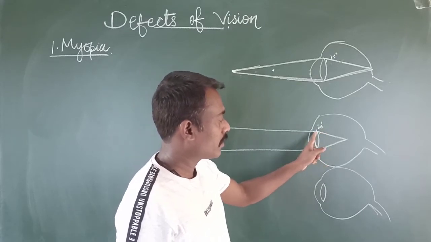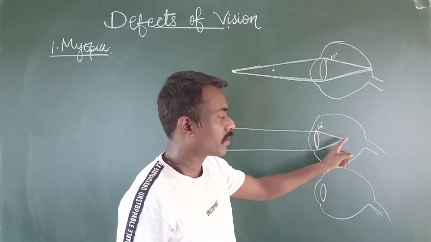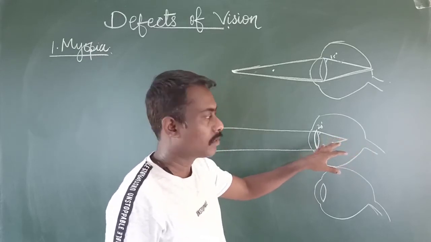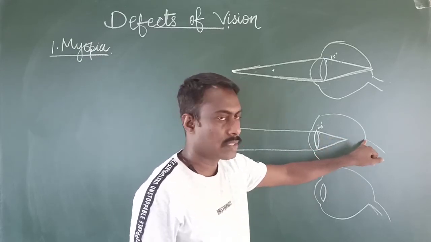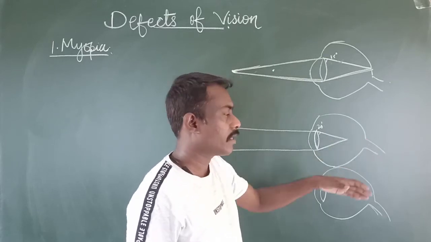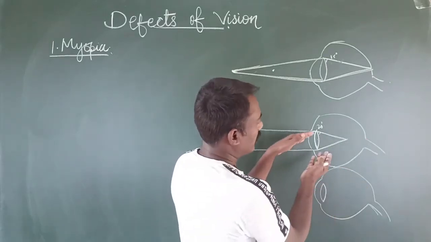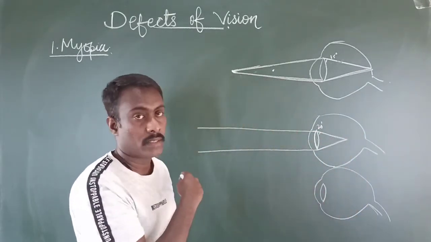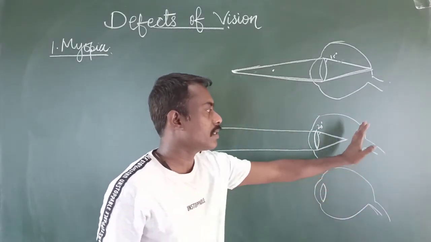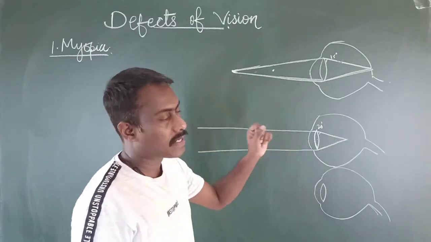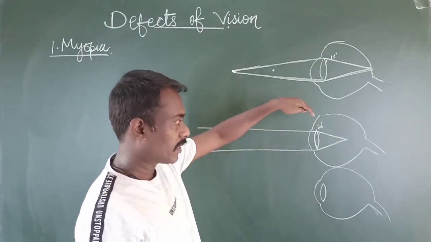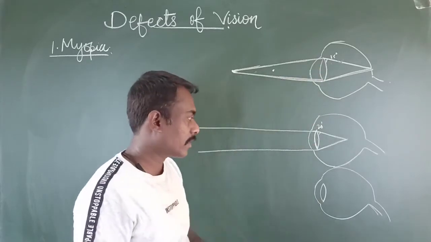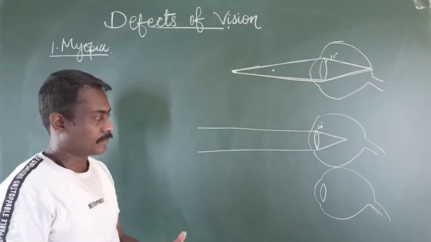That means that due to the excessive deviation of convergence of these rays, what happens? They do not reach the retina, and they intersect each other at a point in front of the retina, so that a clear image cannot be produced on the retina. So how can it be corrected then? So here, what is the difference? The difference between these angles of deviation is 5 degrees. So it can be corrected.